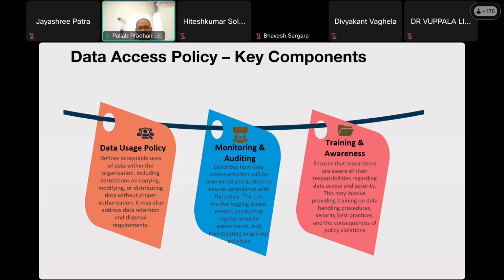Yes, obviously, it cannot be confined to a sample or specific format. No, there is no format. As per your organizational needs, your own research project needs, and your own funding agency needs, you can plan that data access policy. That is based on your requirement itself.